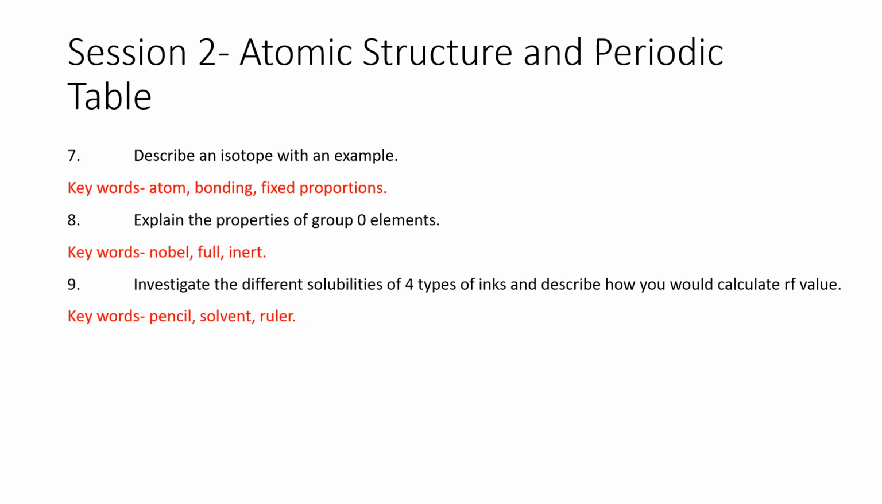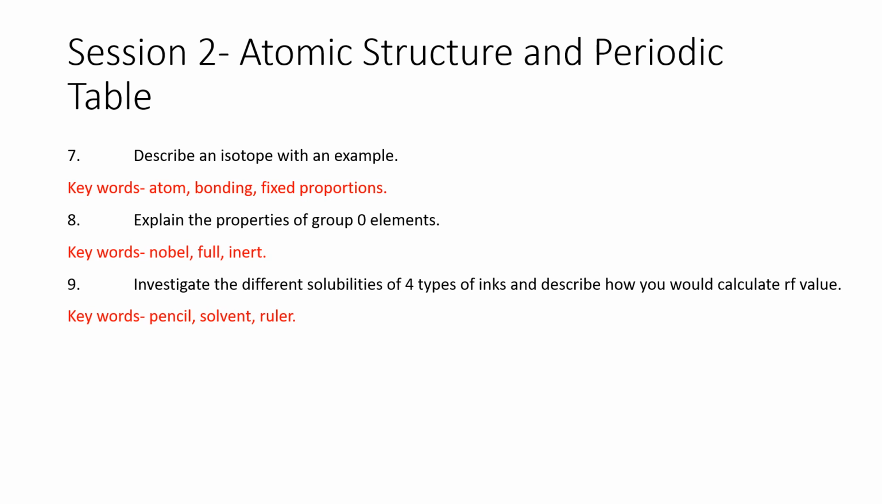The final set of questions, right? So question number 7 is describe an isotope with an example. So I just want a quick definition of what an isotope is, but then what I want you to do is I want you to draw out an isotope with the electrons on it, right?